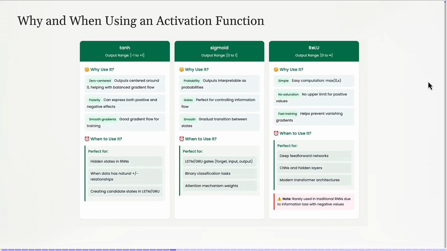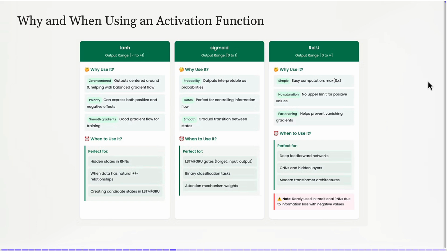So this summarizes why and when to use an activation function. So why use it? It has a zero-centered output, centered around 0, helping a balanced gradient flow. It can express both positive and negative effects. This is why it's used in NLP, in sentiment analysis. It's able to differentiate between different types of words, and it gives good gradient flow for training.